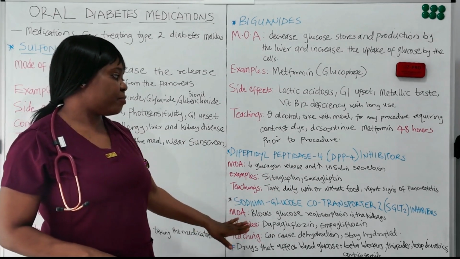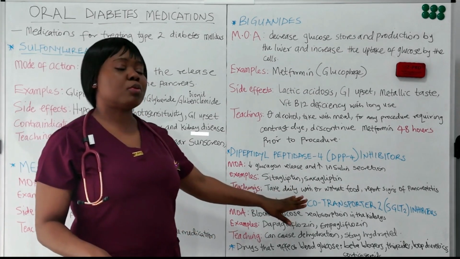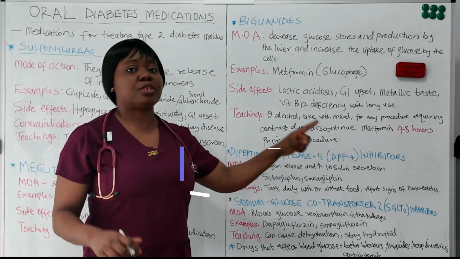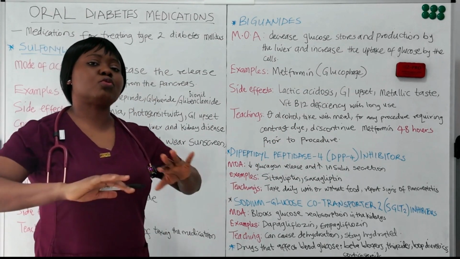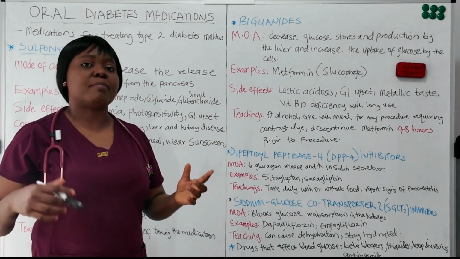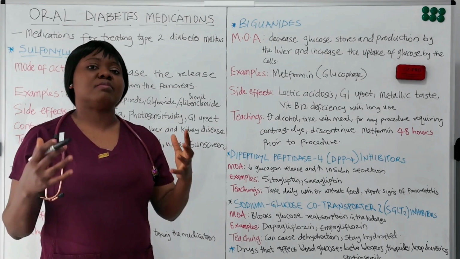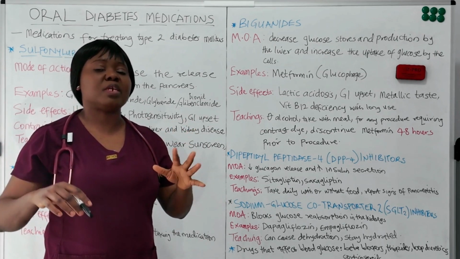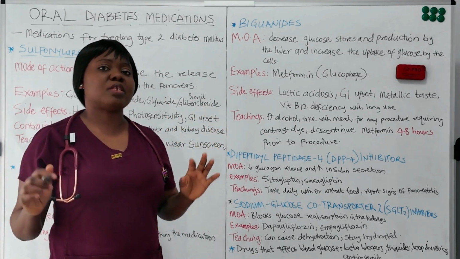The last group of medication I want you to know for the sake of your exam is the sodium glucose cotransporter 2 inhibitors, what we call the SGLT2 inhibitors. This medication, their mode of action is just to block the reabsorption of glucose by the kidney. You know, in the nephron of the kidney, when you look at the mechanism with which urine is produced, glucose is reabsorbed in those tubules, the convoluted tubules, especially the proximal convoluted tubules.